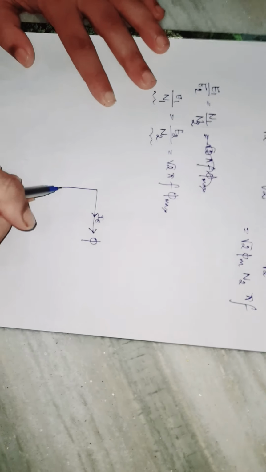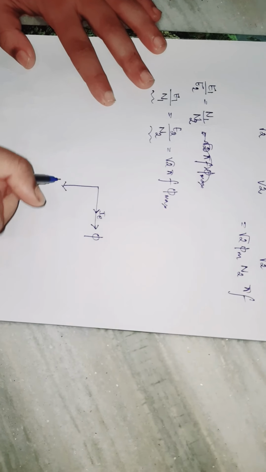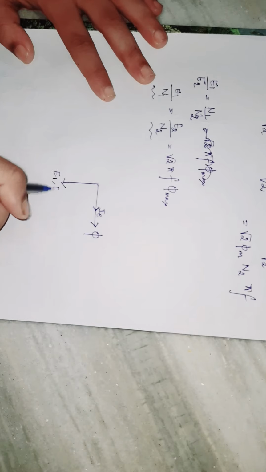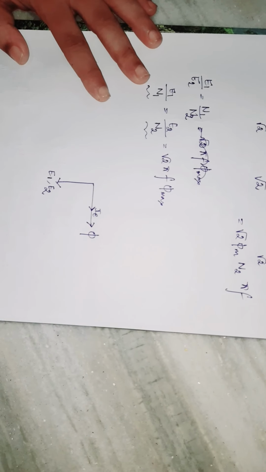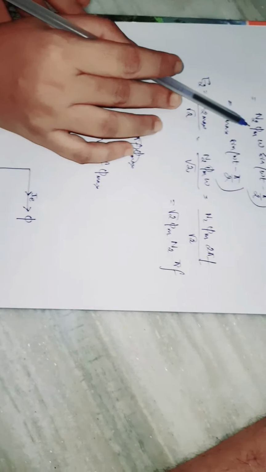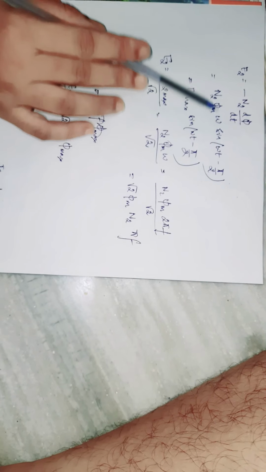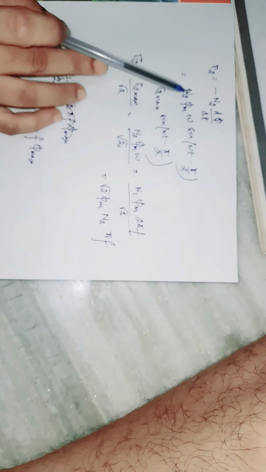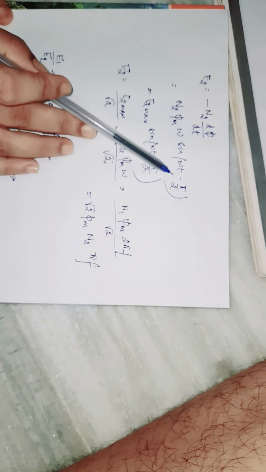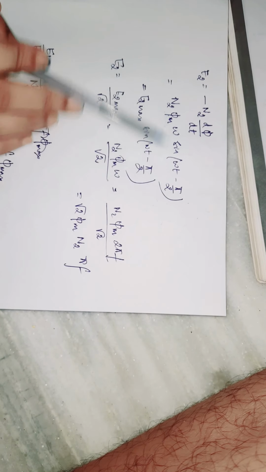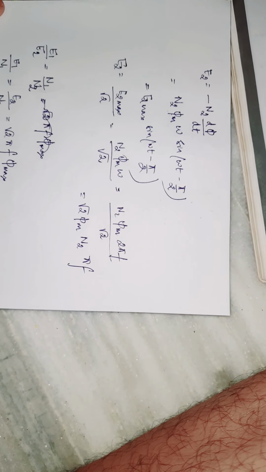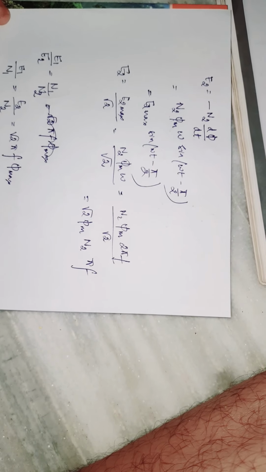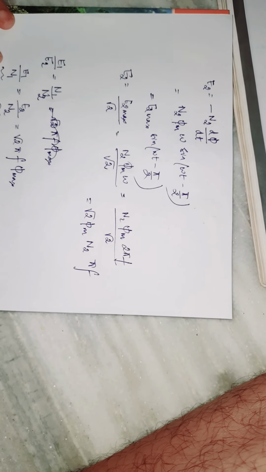Next is E1. E1 will lag the flux by 90 degrees. Also E2. How? Because we have already seen through this equation that E2 lags phi m by 90 degrees. Similar for the other case also. This is our ideal case.